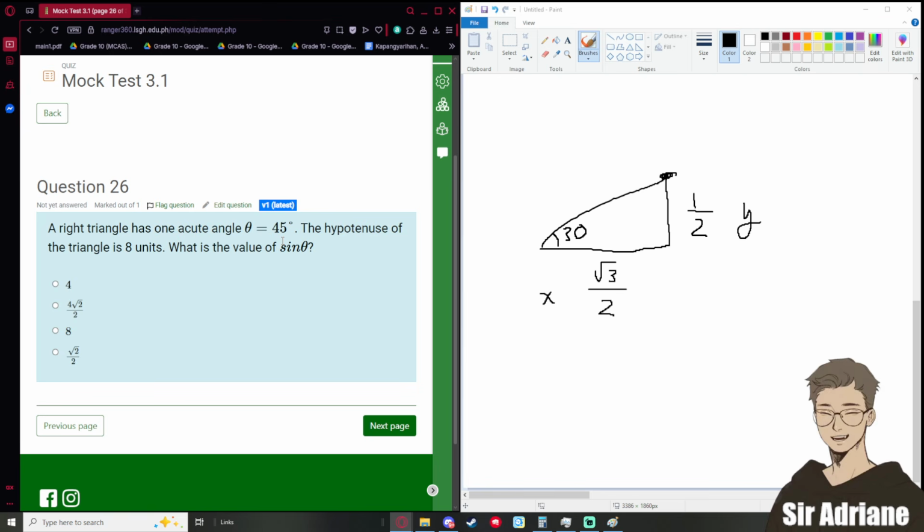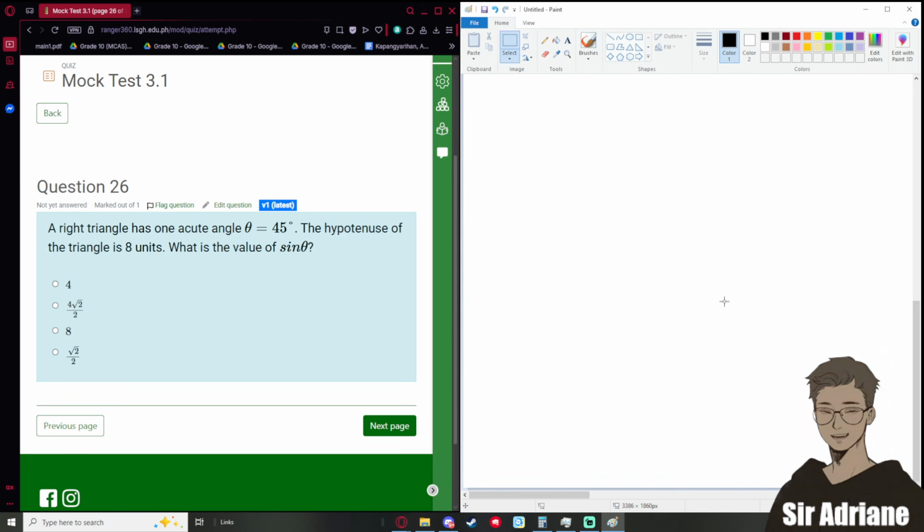Next, a right triangle has one acute angle, 45 degrees. The hypotenuse of the triangle is 8 units. What is the value of sine theta? So actually, this is a bit of a trick question. This given right here is not necessary, no? Because we're being asked the sine of the angle 45.